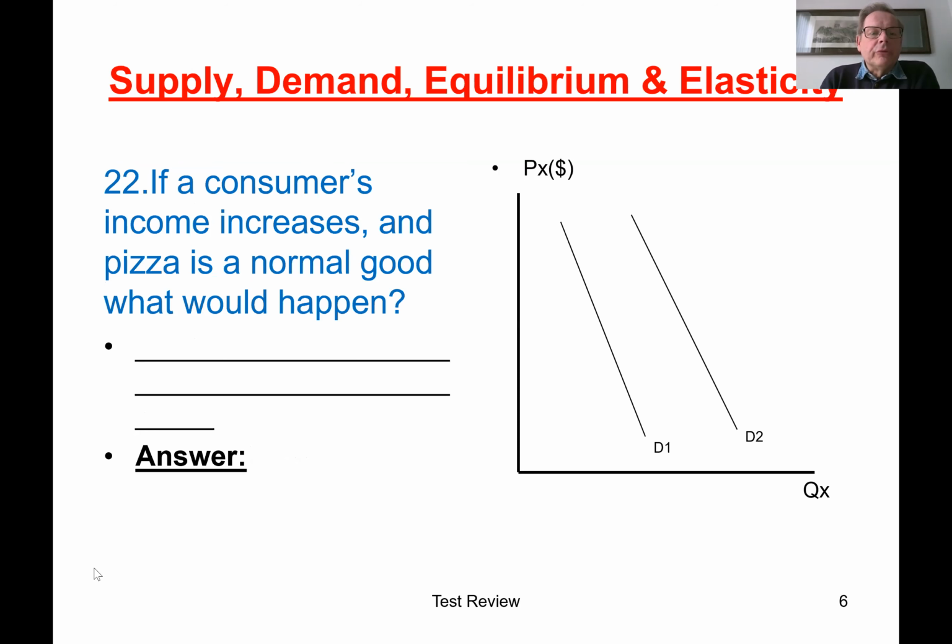Question number 22. If a consumer's income increases and pizza is a normal good, what would happen? Fill in the blanks. So there would be a shift from D1 to D2. It's an increase in income, so the curve will shift to the right. Anything other than a price change will cause it to shift.